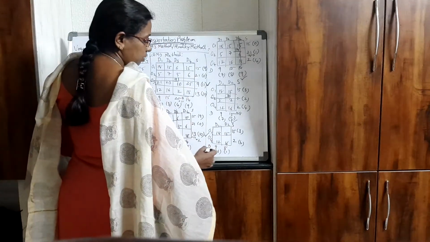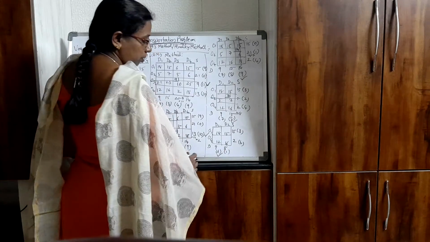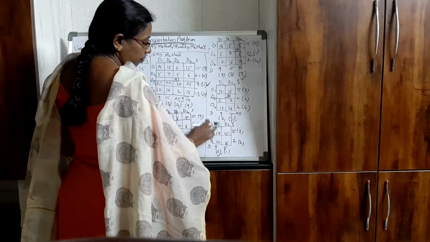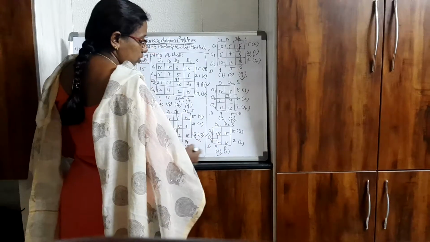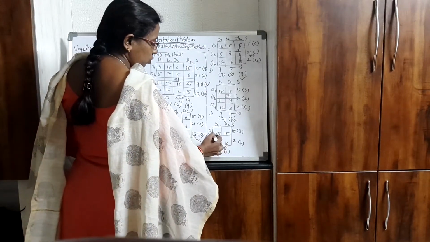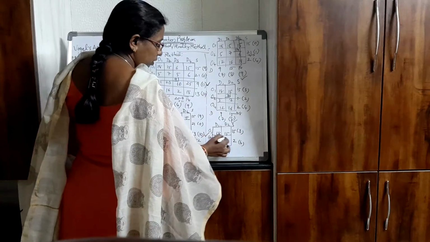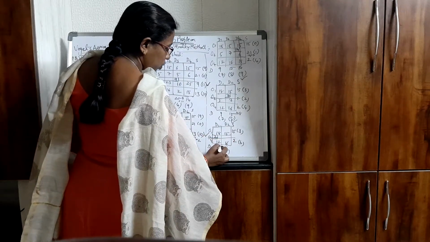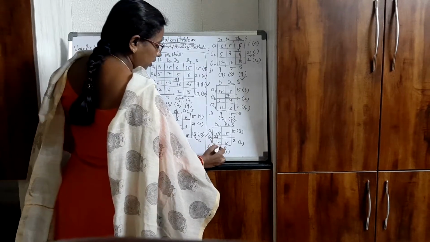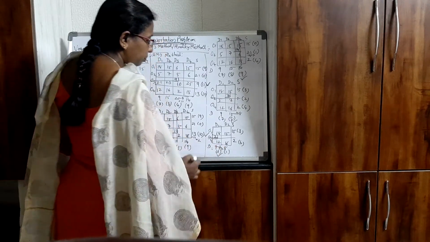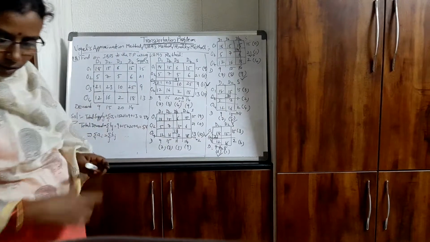So which is the maximum penalty here? 6 is the maximum penalty. Now in this column, which is the minimum cost? 12 is the minimum cost. So which is minimum out of 9 and 2? 2 is minimum. So this one will get exhausted. 9 minus 2 will be 7. So I got here 7. I will draw the last table here.